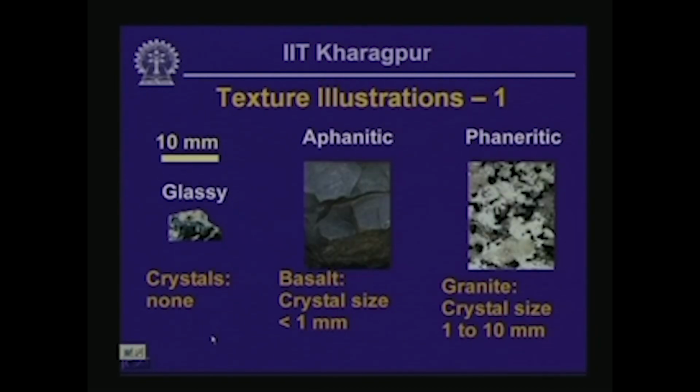Okay, so this one is an illustration showing different types of textures of igneous rock. The one on the left is a glassy texture, where the crystalline form is virtually non-existent. The one in the middle is a picture of a dark colored basalt block. In this case, crystal size is typically less than 1 millimeter. On the right is a phaneritic texture. What we see here is a picture of granite, and here crystal size can reach 10 millimeter.